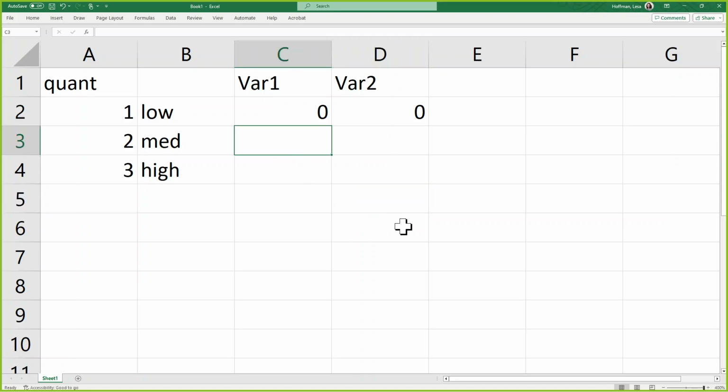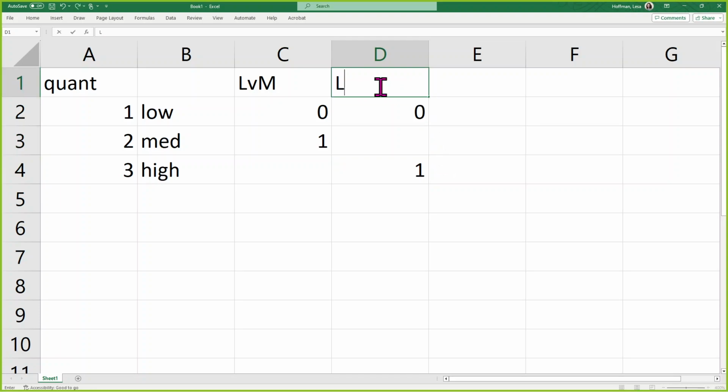So if I put a 1 here, this variable is intended to represent how far off medium is from low. So rather than naming this variable 1, I might name it something like L versus M. That's my notation for which is the reference: it's listed first. And if I want to differentiate low and high in this one, I might name this low versus high.